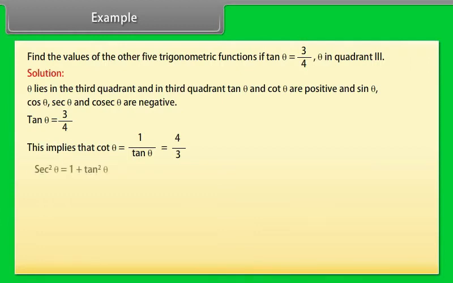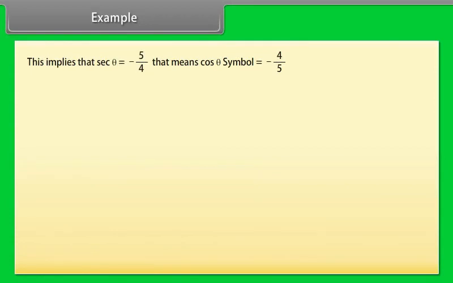Sec square of theta is equal to 1 plus tan square of theta is equal to 1 plus (3 by 4) whole square is equal to 1 plus 9 by 16 is equal to 25 by 16. This implies that sec of theta is equal to minus 5 by 4.